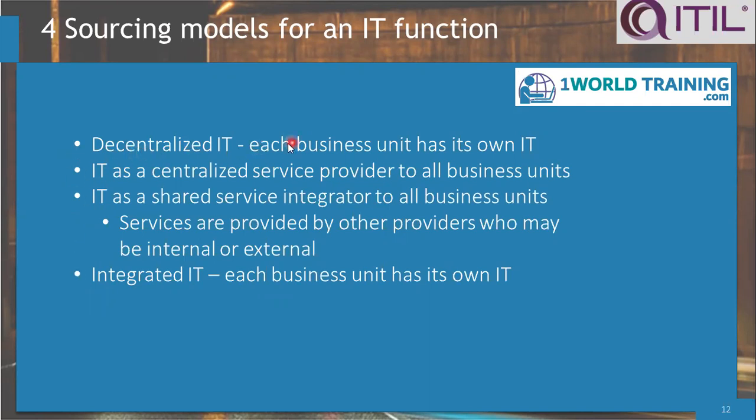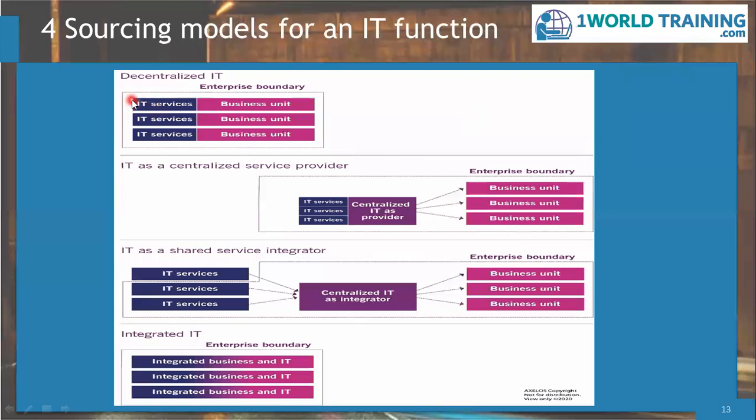In decentralized, there is a business unit which connects to its IT with its own IT, but in integrated, though each business has its own IT, the business and IT are combined together into a single organization for each business unit. So there is no separating boundary line between the business unit and IT within integrated IT. So let's look at a picture of that. Decentralized at the top, we have different business units with their own IT service departments or providers.